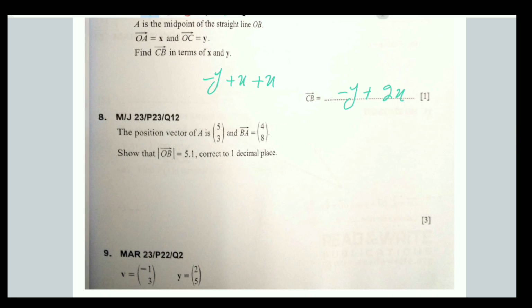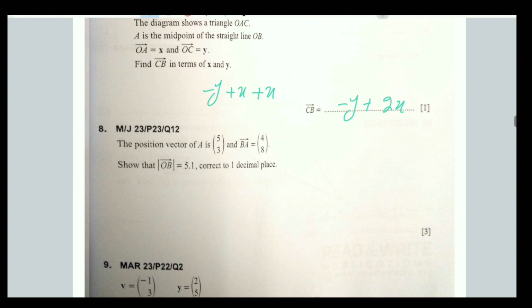Okay, question number 8. The position vector of A is (5, 3) and BA is equal to (4, 8). Show that the magnitude of OB is equal to 5.1, correct to one decimal place. We have to prove it. A is given, and we have to show that the magnitude of OB is equal to 5.1.